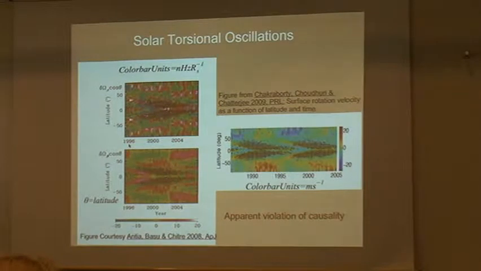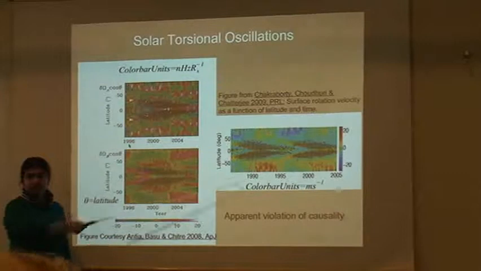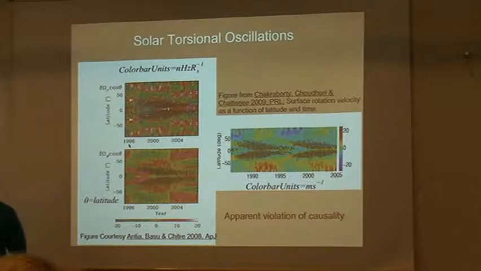For three solar cycles, the torsional oscillations are clearly seen in the data. This left-hand one is pure observation, and this one is also observation. You are trying to relate the equatorial branch to solar dynamics.